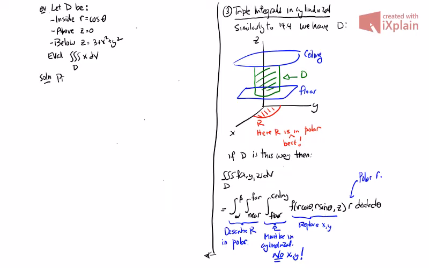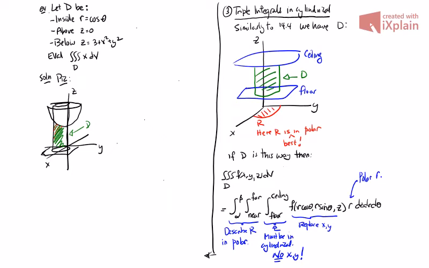So the solution. Here's a picture. A few pictures. The solid itself, the D itself. r equals cosine theta, that is this cylinder. So we're inside that cylinder. We're above z equals 0, so we're above the xy plane. And then we're below 3 plus x squared plus y squared, which is a paraboloid opening up at 3. So the solid that we've got is basically in here. This is our D.